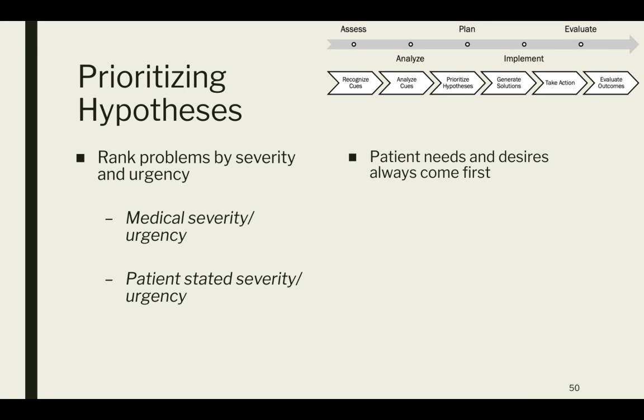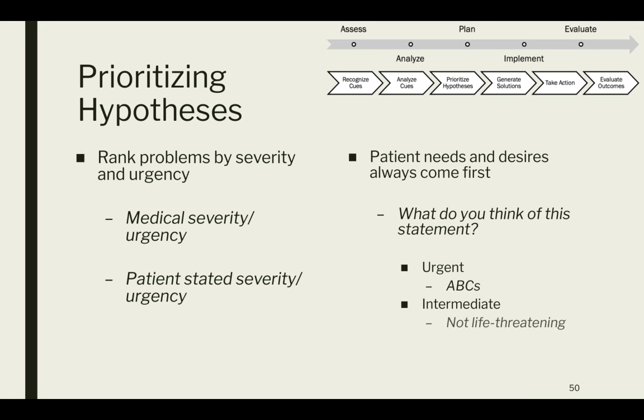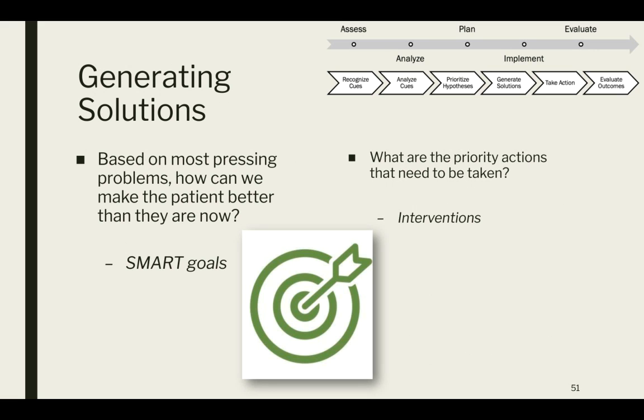All right, goal writing. We talked about this. Sorry, I forgot about my animations. All right, so generating solutions. This is goal writing. These are our SMART goals. So based off of the most pressing problems, how can we make the patient better than we are now? What are the priority actions that need to be taken? So this is our specific, our measurable, our attainable, our relevant, and timed goals.